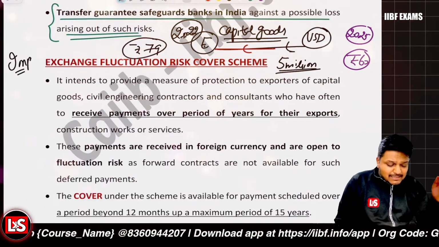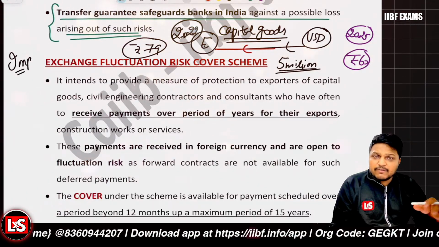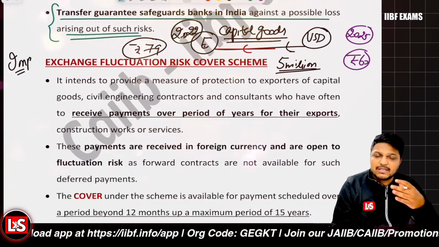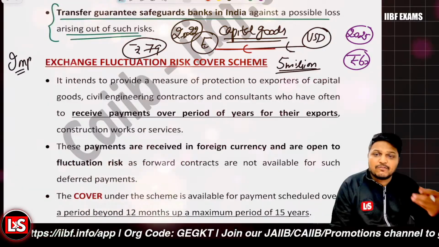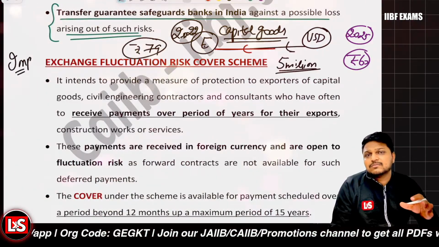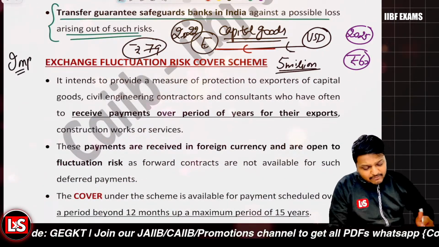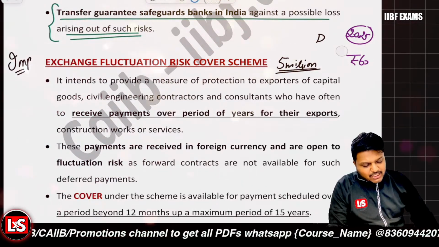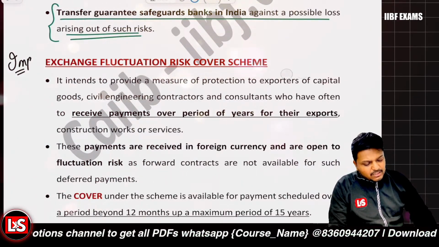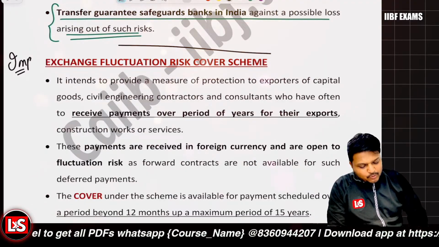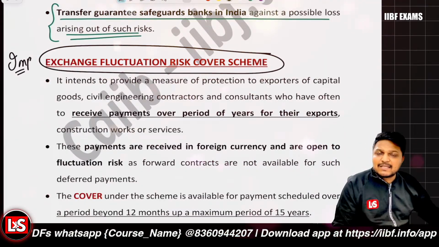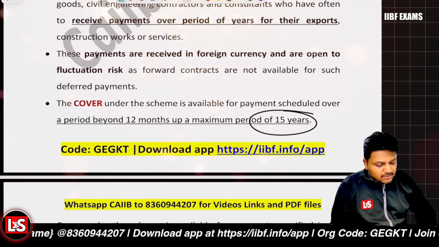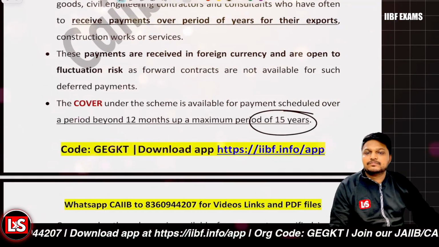So the payments are received in the foreign currency, and when you exchange it, definitely the exporter is going to face the risk because the currency may appreciate or depreciate. So if the adverse effect is there, then definitely you're going to lose the money. So the cover will be available under this particular scheme. Under the exchange fluctuation risk cover scheme, the cover will be available to the exporter if the contract period exceeds 12 months, and it's up to 15 years, right?